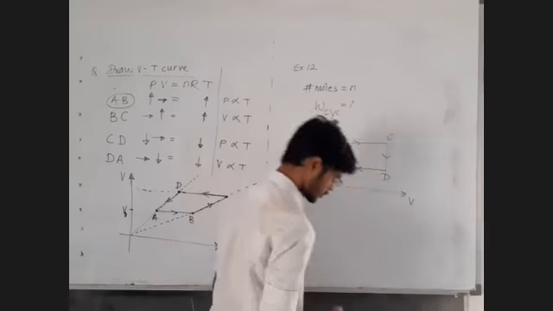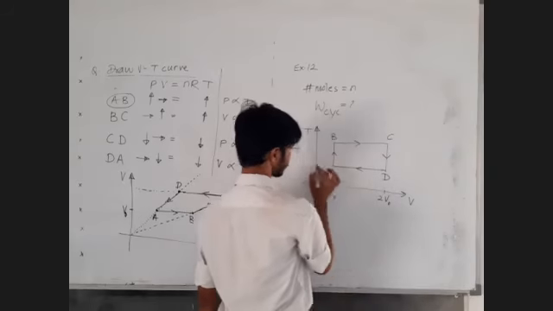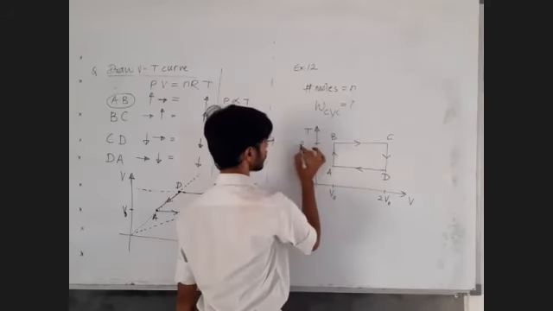This is V naught. This is 2 times V naught. This is T0. This is 2 times T0.